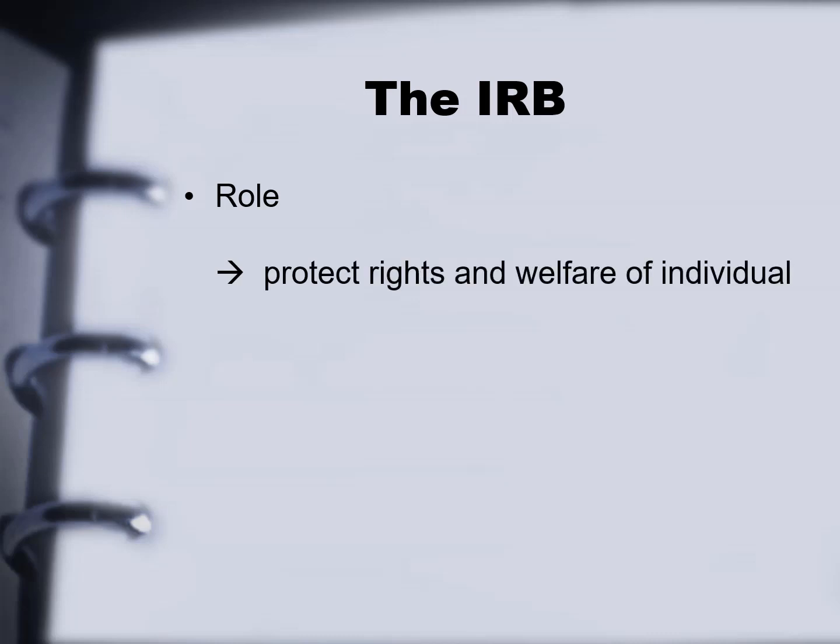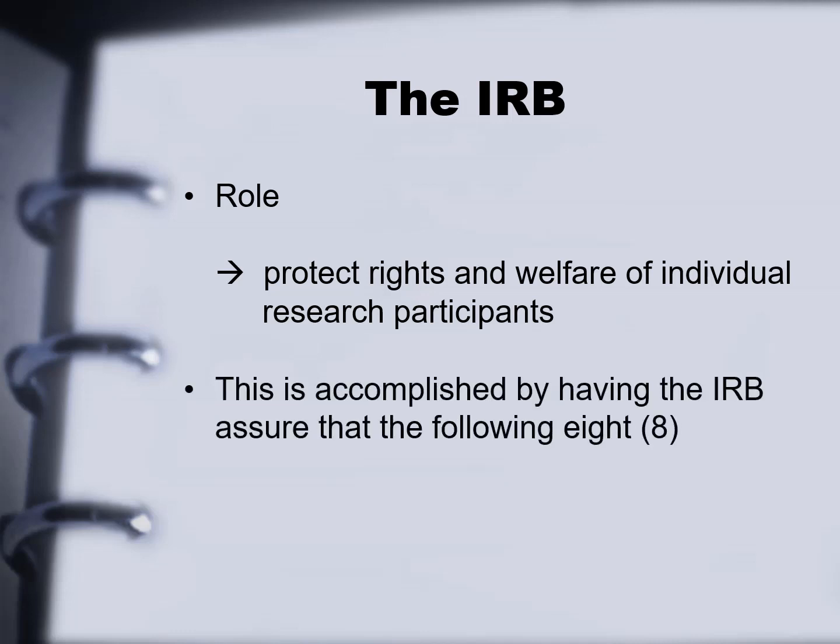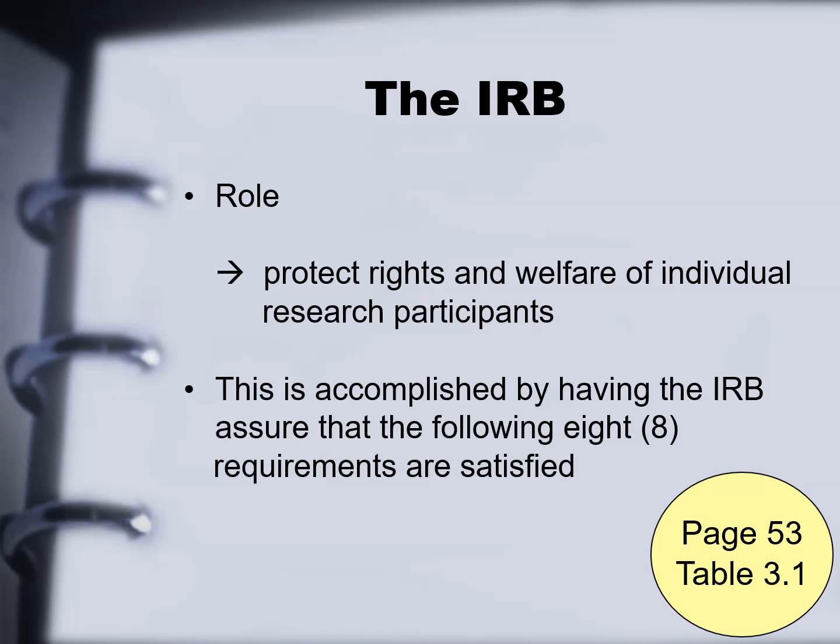Okay, welcome back. Now we're going to talk about the IRB, Institutional Review Board. The role of the IRB ultimately is to protect the rights and welfare of individual research participants. This is accomplished by having the IRB assure that the following 8 requirements are satisfied. You can find 7 of these 8 requirements on page 53 of your textbook. It's in table 3.1 at the top, I believe. So let's go ahead and go over them.